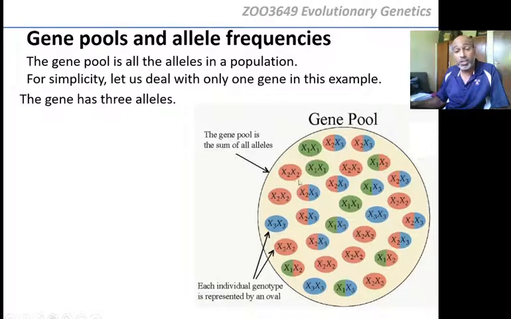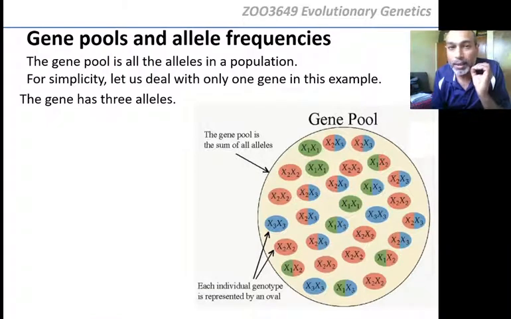Each oval here is an individual. And how many individuals are in this population? You have to count them up. And then the gene pool is that number times 2, because the gene pool is the number of alleles, not the number of individuals. So when you are working out allele frequency, you must always divide by the gene pool and not the number of individuals.